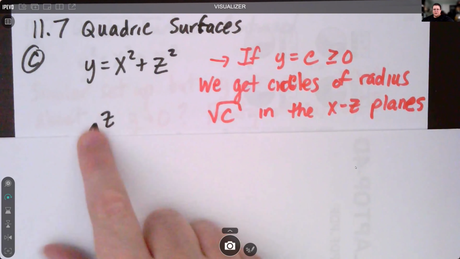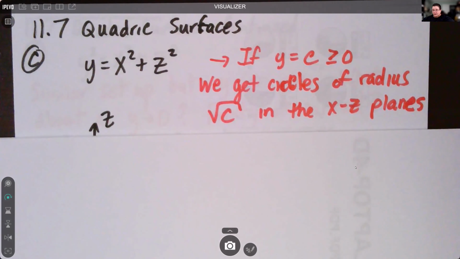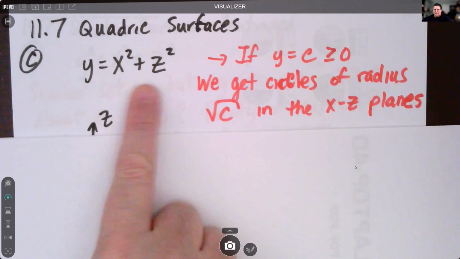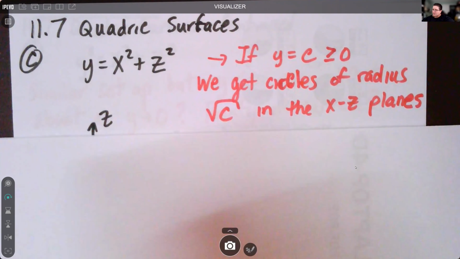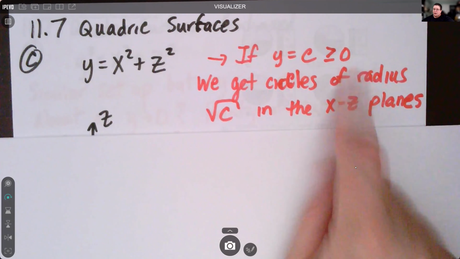If we turn y into a constant, and it's negative, we've got a negative equals the sum of two positive values. That's going to generate complex numbers if we try to solve for x or z, and when we want to look at real graphs, that's not going to work. So our constant has got to be 0 or greater. Let's say y equals c, which is greater than or equal to 0.